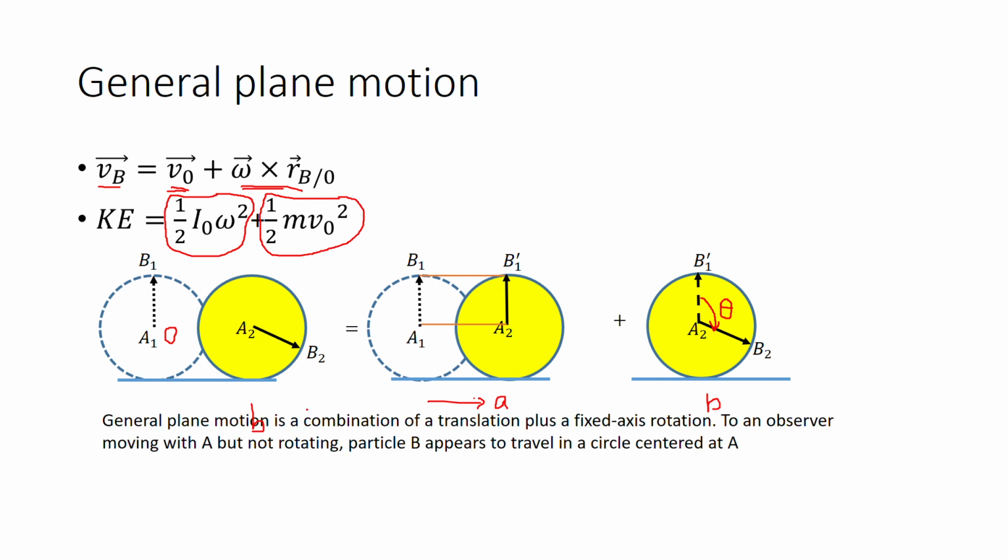So finally what I am saying is that a general plane motion is in fact a combination of translation plus fixed axis rotation. Now this point is not necessarily the center of mass, we can take any point, and to an observer moving with A, the point A can be any point. It may be the center of mass or it may be any other point, which is not rotating, meaning in fact it is translating. Particle B or any point on this rigid body appears to travel in a circle centered at A.